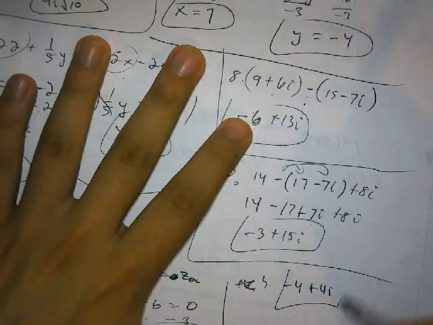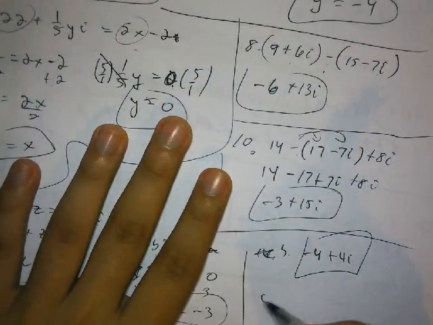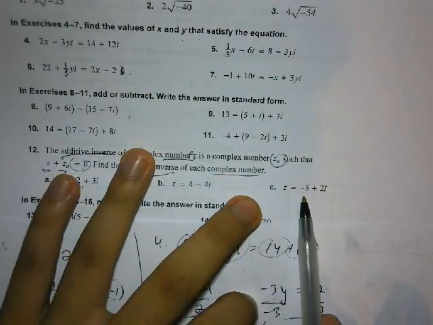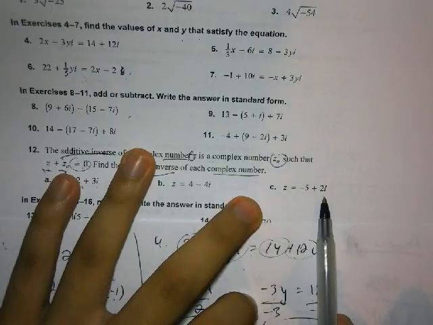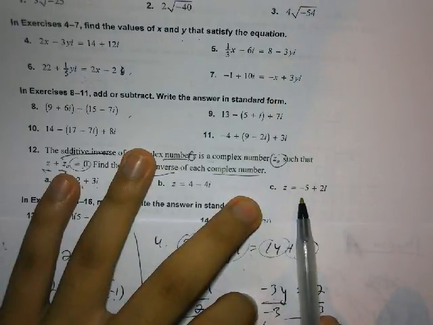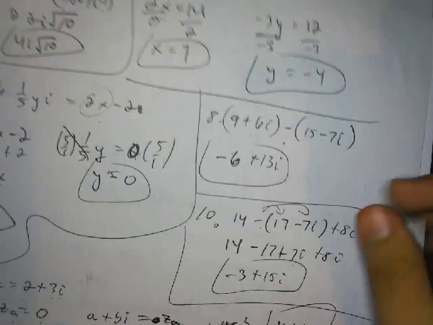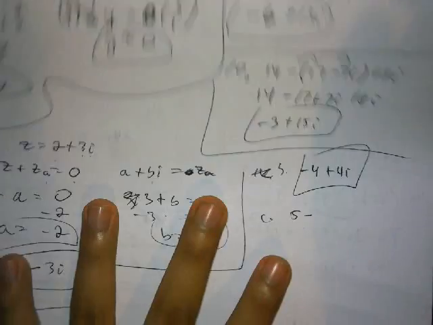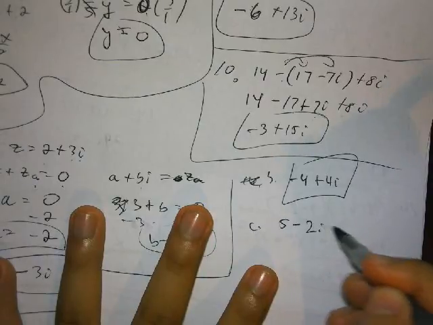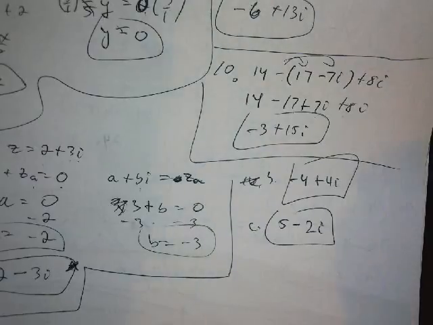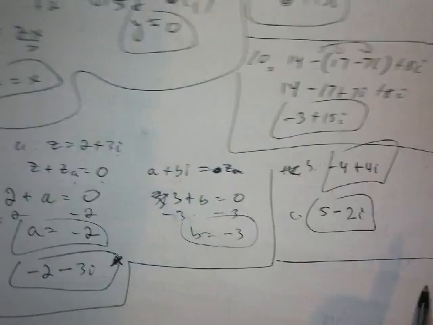And then for C, my complex number is negative 5 plus 2i. So here my additive inverse would be positive 5 minus 2i. Alright. Now we're done.